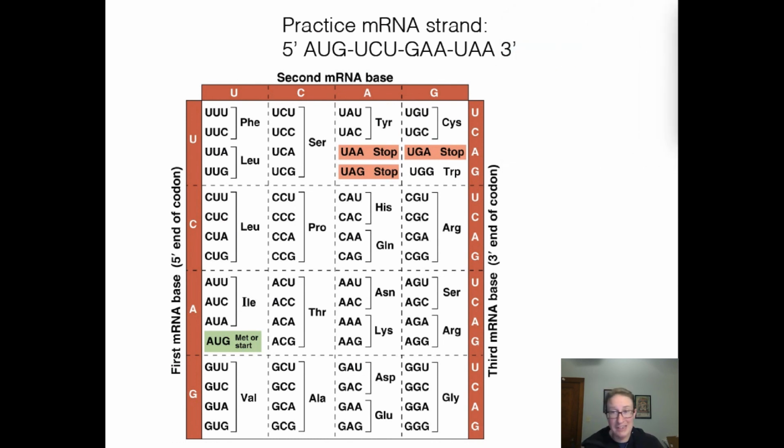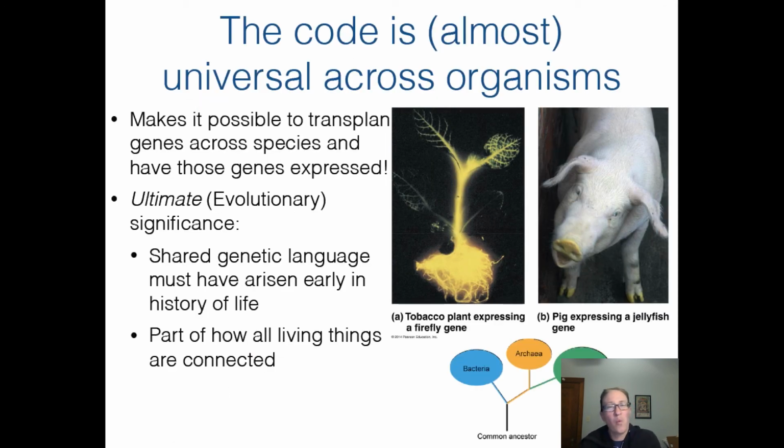So that's, in a nutshell, how the process of translation works. One really amazing thing is that this code, going from DNA to RNA to protein, is almost completely universal across organisms. So this language is a universal language. And what that means is that it's possible to transplant genes across species and get those genes expressed. So here are some really amazing examples of that.